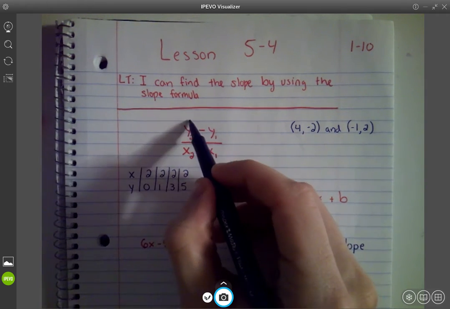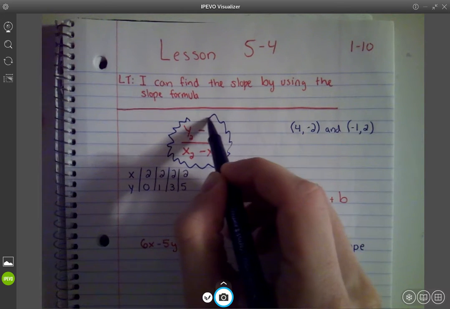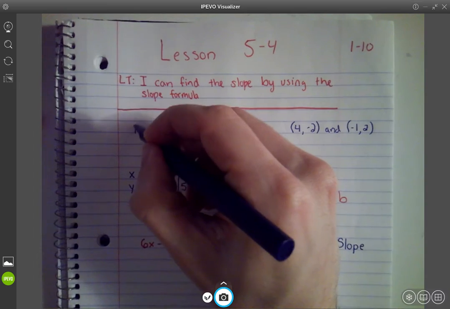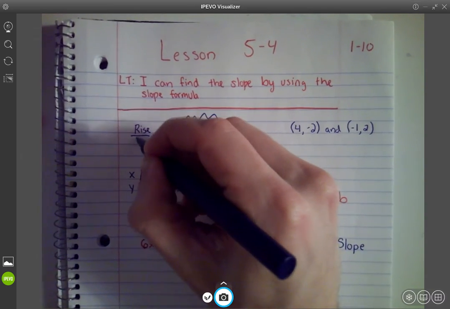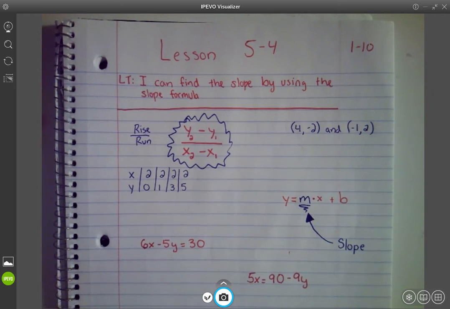So that's going to be right here. It is y2 minus y1 over x2 minus x1. Essentially, what we're doing is we're going to take the y's and subtract them, the x's and subtract them. This is the same thing as our rise over our run, if you remember from the previous lesson. Okay, so let's try to take it and put an example.